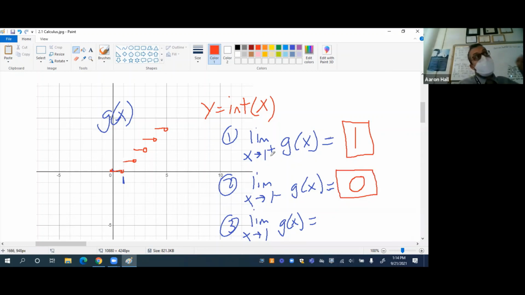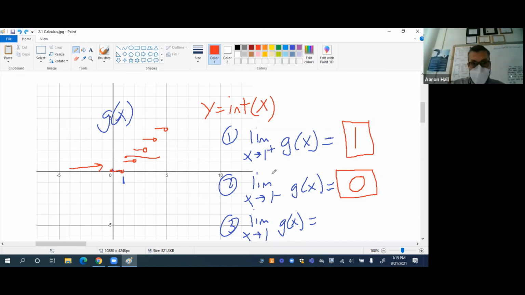Okay, remember that a limit is approaching, right? When x approaches 1 from the positive side, so here's 1 over here, from the positive side, I'm approaching 1, so it's going to be 1. When I approach 1 from the left-hand side, what's the y? It's 0 right here. Is that a closed dot? It's an open circle, but remember, we're approaching that value. It doesn't matter that there's a hole there. We're talking about approaching that value.